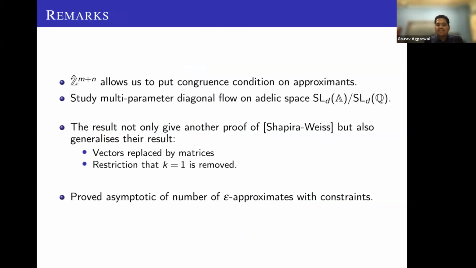Our result is not only about this joint equidistribution, but also proves the asymptotic of the number of epsilon approximates with the constraint. So congruence condition, the projection onto the sphere, like you want certain projections to hold the lattice, so that it captures the ratio of the individual things, and the error term being small. And the second main result is about the best approximates of almost every matrix.